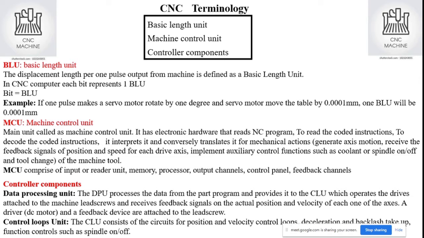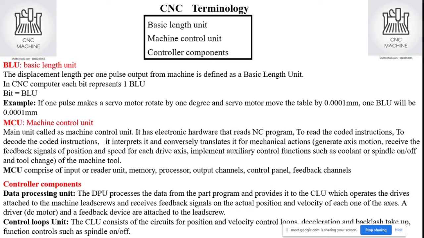What are the mechanical actions available with CNC machines? There are different kinds. The first one is to generate axis motion. I already told you what the X, Y, and Z axes are, so the machine control unit generates axis motion with respect to the given input signals. After that, it receives the feedback signals of position and speed for each drive axis from the machine. That is the second function of the machine control unit. And the third function is to implement auxiliary control functions.